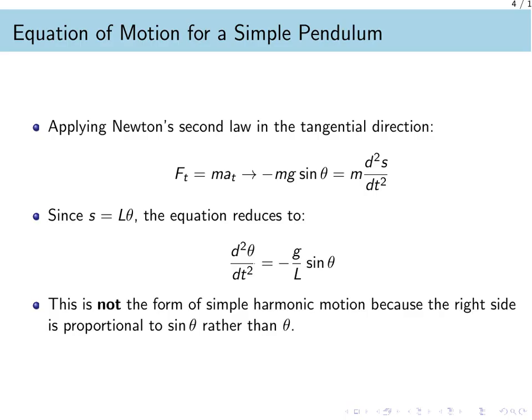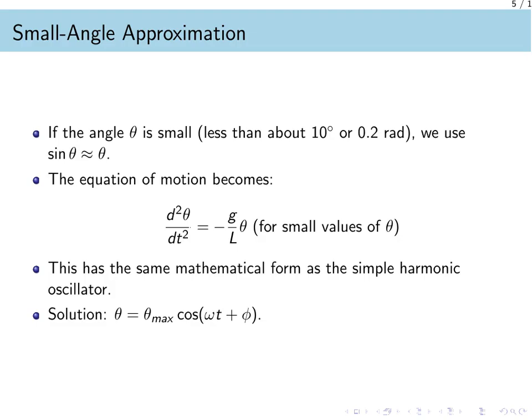Crucially, this is not yet the form of simple harmonic motion because the force is proportional to the sine of the angle rather than the angle itself. To simplify the math, we use the small angle approximation. When the angle theta is kept small, specifically less than about 10 degrees or 0.2 radians, the value of the sine of theta is nearly equal to the value of theta itself in radians.